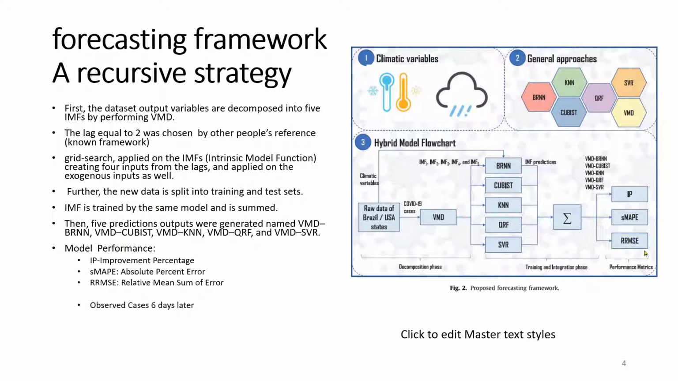the decomposed model. And then the model performance they use is improvement percentage of adding extra variables, absolute percent error, and relative mean sum of error, and of course, because COVID progressed, they can have the real case as observed to compare their prediction. So this graph on the right just summarizes the approach.